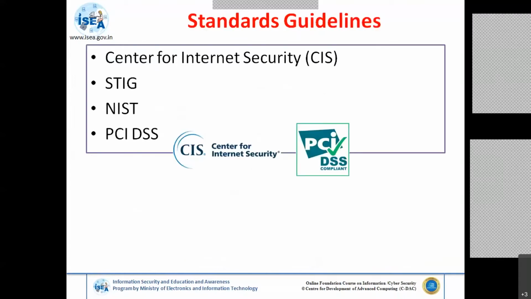These are some of the guidelines and standards that CIS follows. There are CIS, STIG, NIST, and PCI DSS. CIS stands for Center for Internet Security. STIG is the Security Technical Implementation Guide, and NIST is the National Institute of Standards and Technology. PCI DSS is also one of these different guidelines and compliance frameworks.